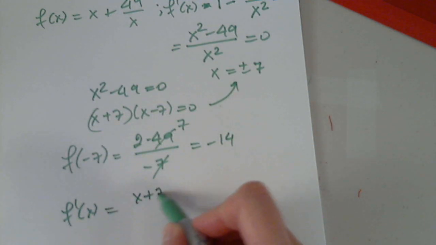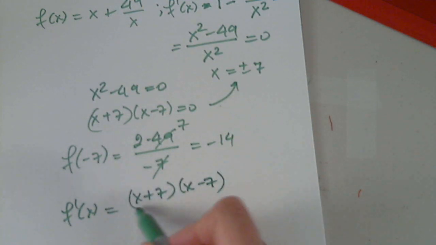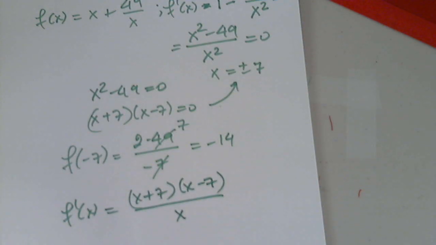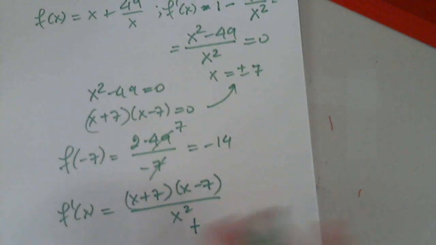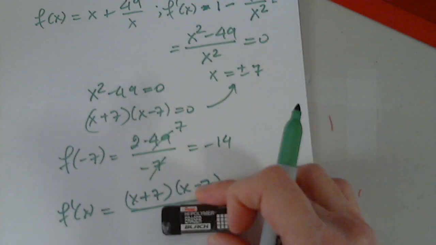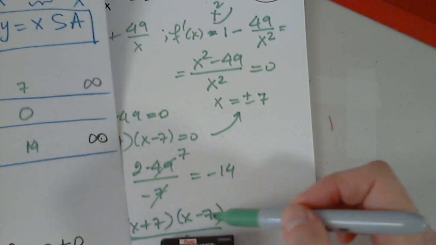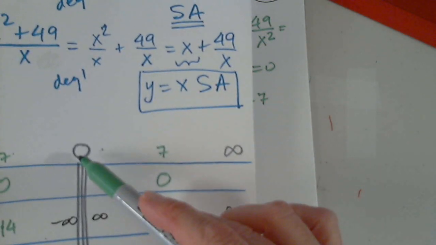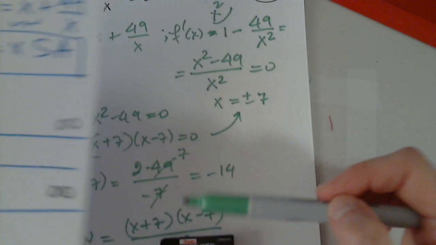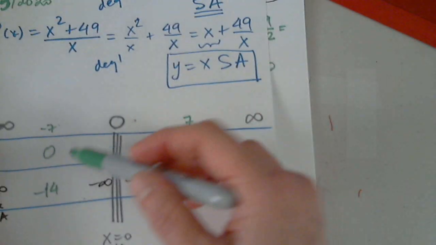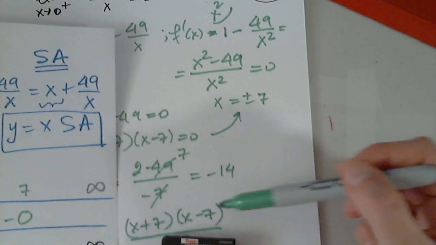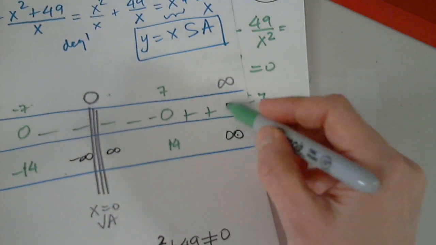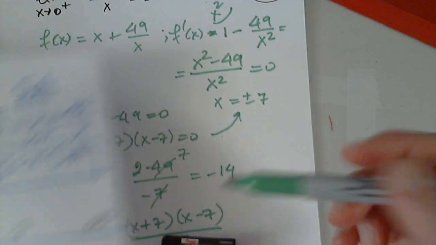So this is x plus 7 and x minus 7 divided by x squared, of course. So the denominator is always positive. I don't care for it, and I'm not going to even look at it. So the sign is given by this. So at the top, I can plug in 0, and when I plug in 0, I get negative. When I plug in 10, I will get positive. When I plug in negative 10, I will also get positive.